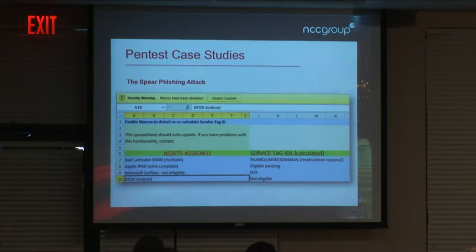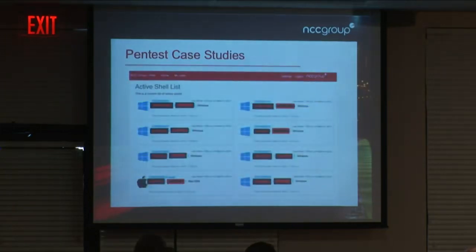It says, click enable macro, and it will automatically take your service tag and put it into the spreadsheet. How many users do that? Pretty much all of them. Click enable content. That stops you having to look on the bottom of your laptop to see the service tag, right? Everyone's doing that. We designed it so that it actually does take the service tag off the laptop. It's smart, you know, it's useful. But it also creates a backdoor on their machine and gives me full control. Bing!